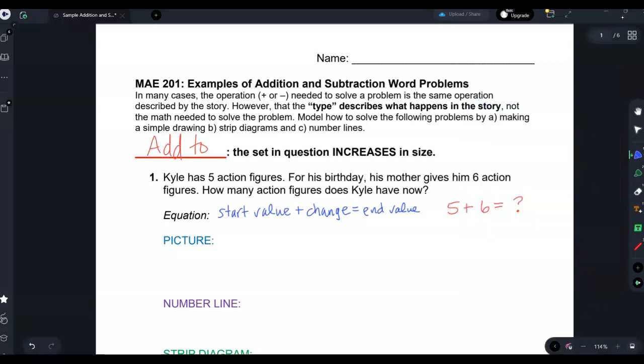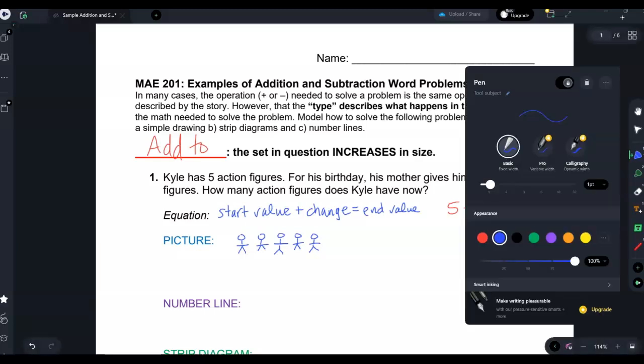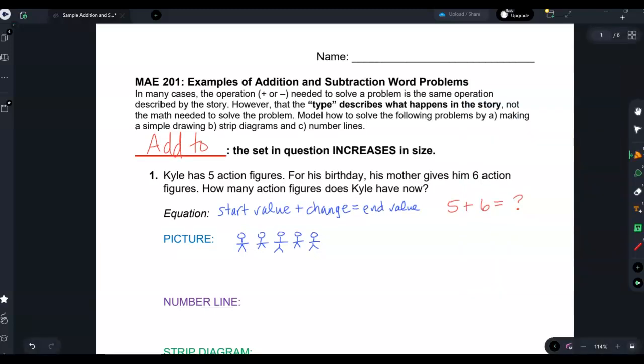All right, so then let's talk about how I could draw a picture for this. So we could draw action figures, and I'm gonna just do maybe stick figures, but it depends on how artistic you want to be. You don't want to take too much time. But the idea is let's just demonstrate this. So if you're not super artistic, you could just use boxes and say that each box represents an action figure. So I'm gonna start by drawing the starting action figures. So this is what we're starting with. You had 5 action figures to start.